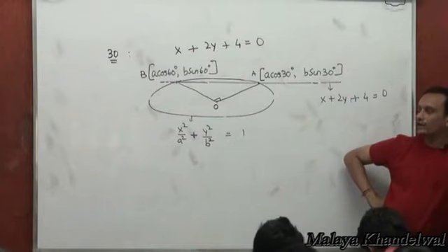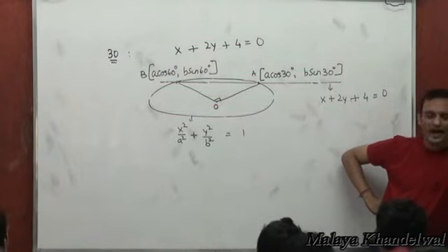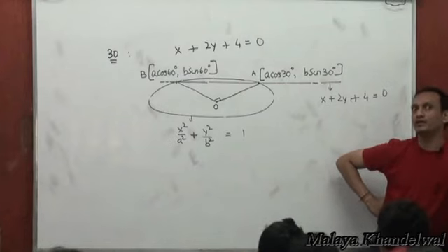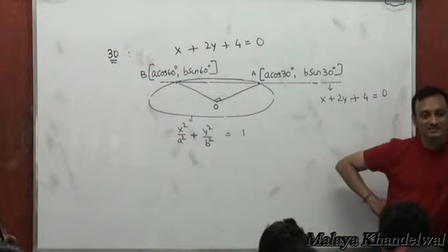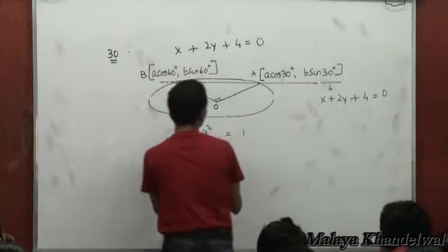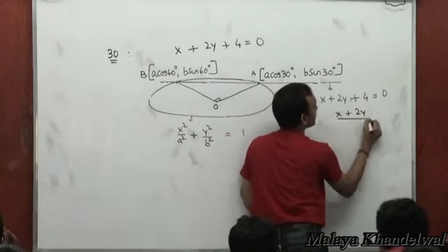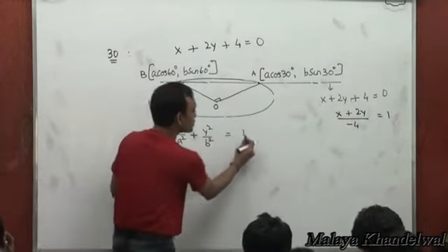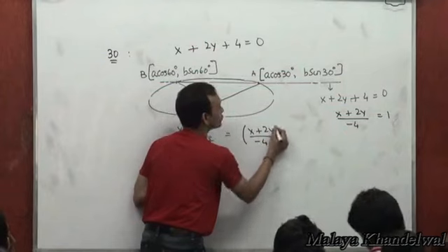How do I get the lines OA and OB? Combining the ellipse with the line, I get the pair of lines OA and OB. And these two lines would be perpendicular to each other, and then the perpendicularity would imply that the coefficient of x squared plus the coefficient of y squared must be 0, right? Recall that? So then, if I homogenize the ellipse with this line, I can write it as x plus 2y by minus 4 equal to 1. So this one I replace by x plus 2y by minus 4 whole squared.